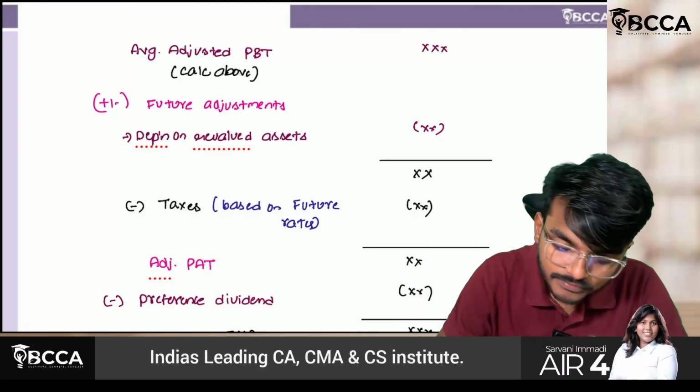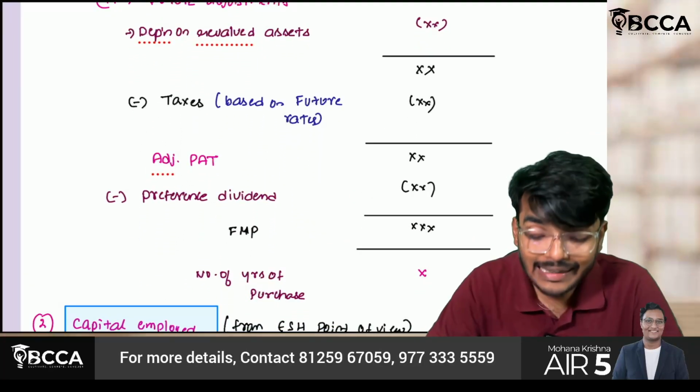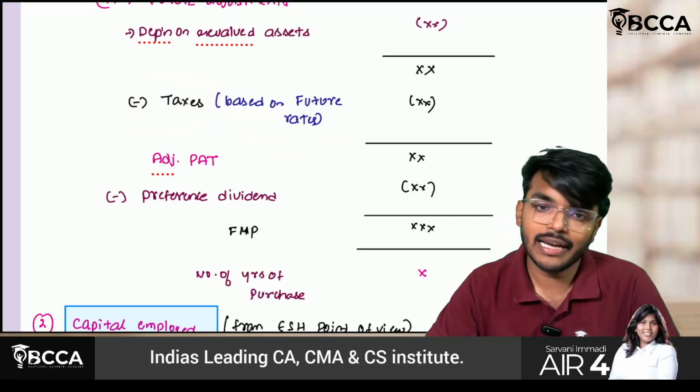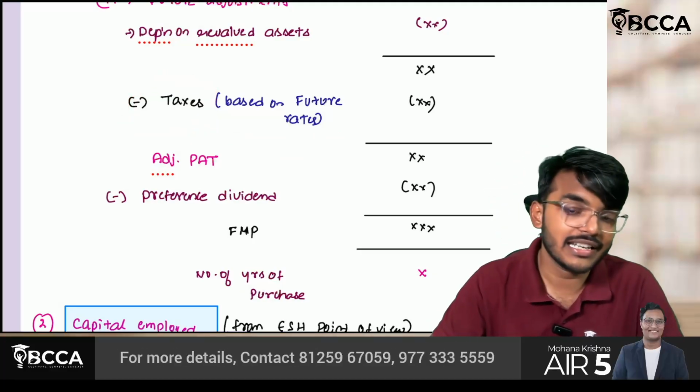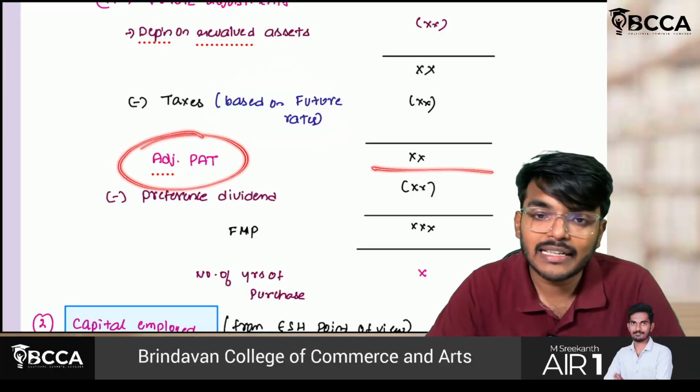Then we will make an adjustment for taxes as well. While calculating these taxes, you have to check if the future tax rate is given in the question, because you are calculating future maintainable profit. That is the reason why we have to take the future tax rates here. Finally, you will get the adjusted PAT.